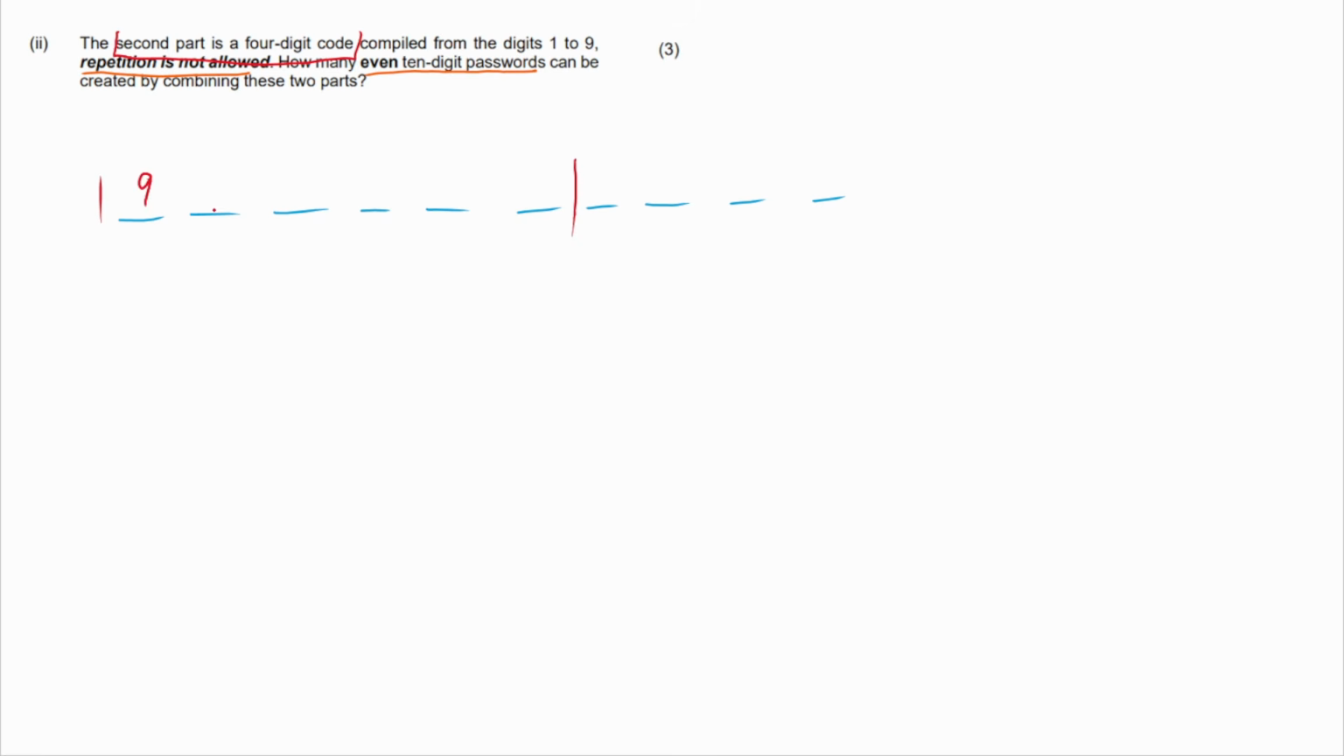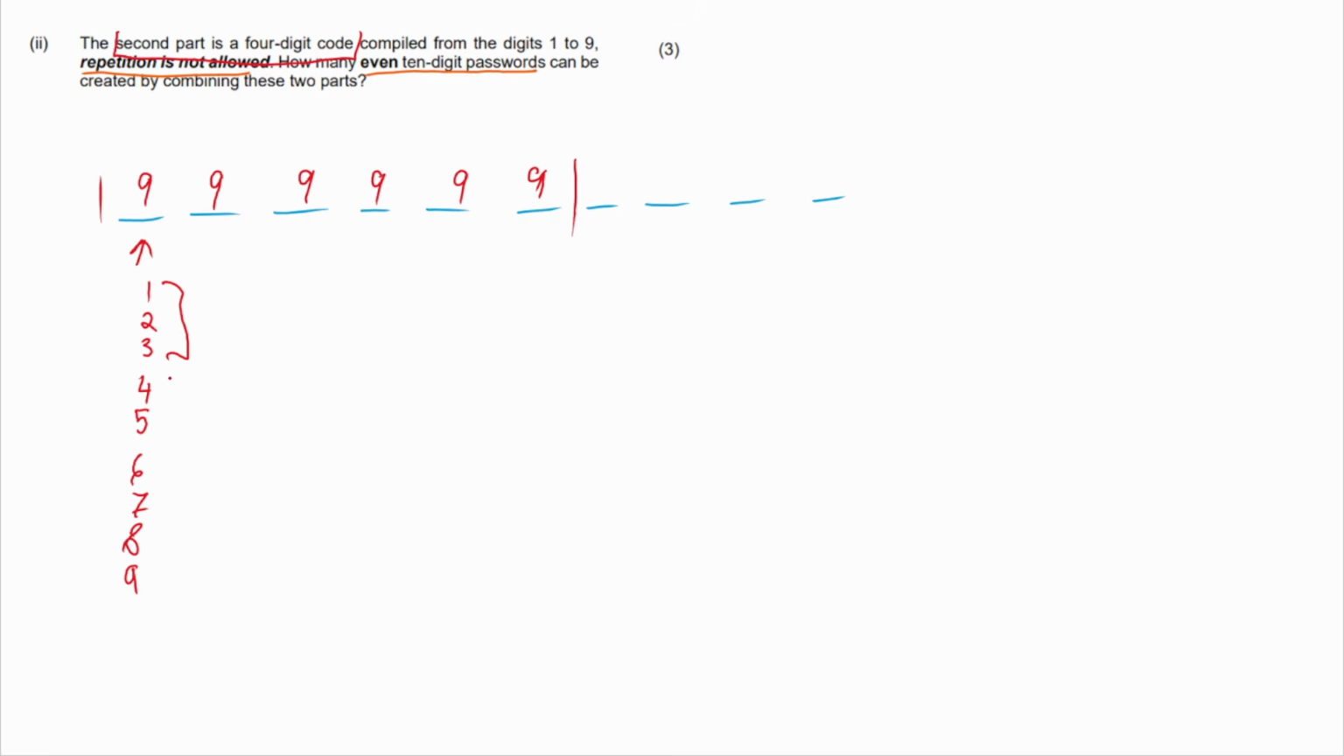Okay, so again, there's 9 options for each of these slots. For each of these 6 slots, there are 9 digits that can go into these. I'm not saying that here we have the digit 9 again and again and again. I'm saying in this first slot, there are 9 options. So we can have a 1, 2, 3, 4, 5, 6, 7, 8, or 9 in the slot.